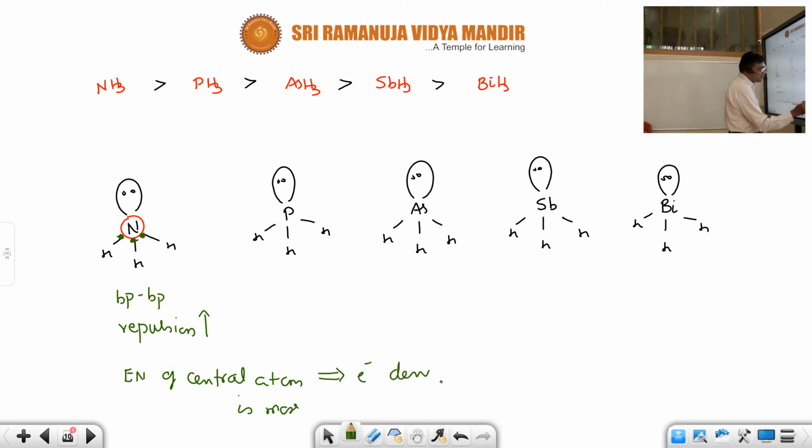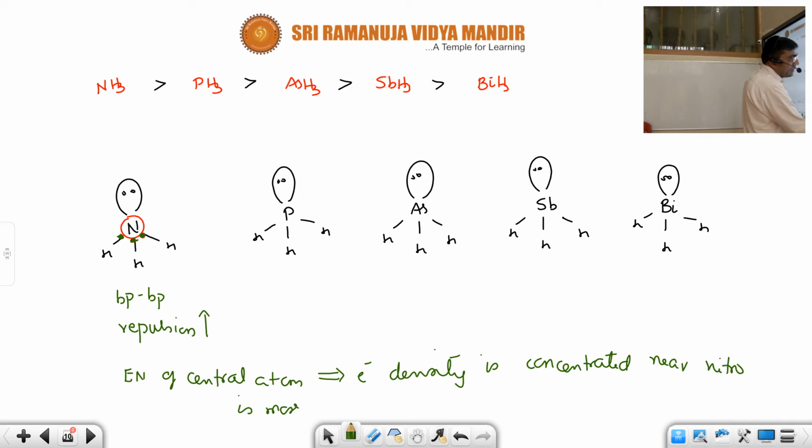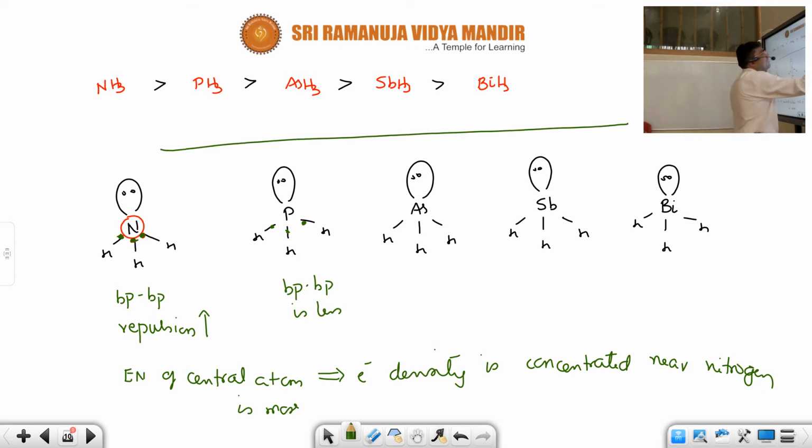Electron density is concentrated near nitrogen. I hope you understood. Now phosphorus is less electronegative, so the electron density is slightly farther from the central atom. So the bond angle will be less than ammonia because bond pair repulsion is less. As you go this way, electronegativity decreases, so bond angle decreases because bond pair repulsion decreases.